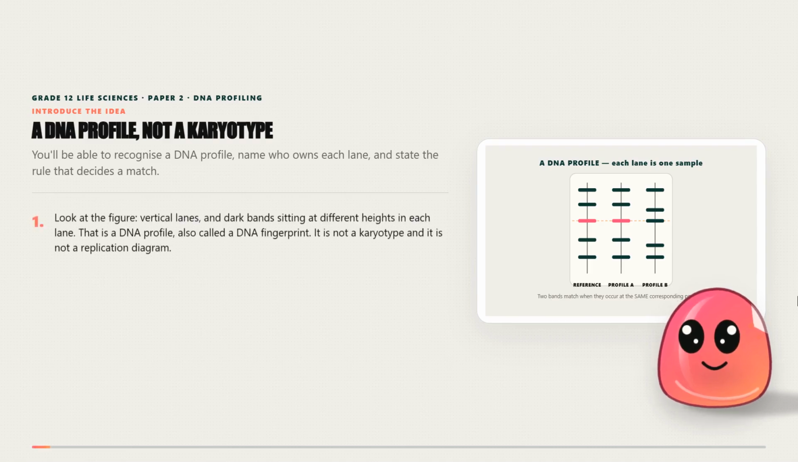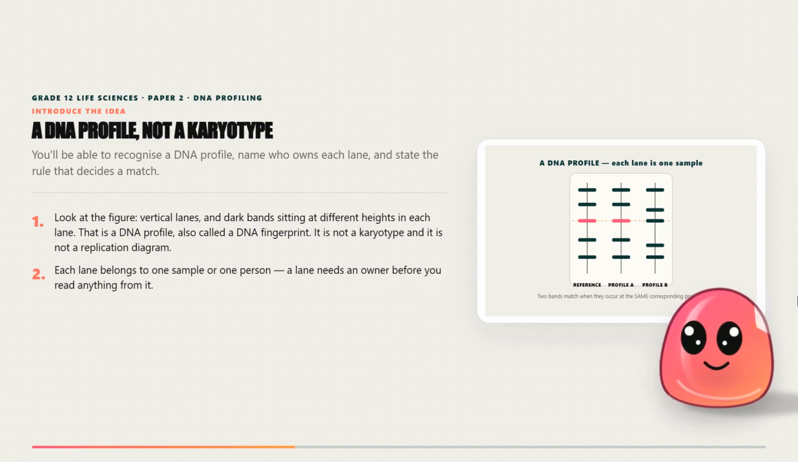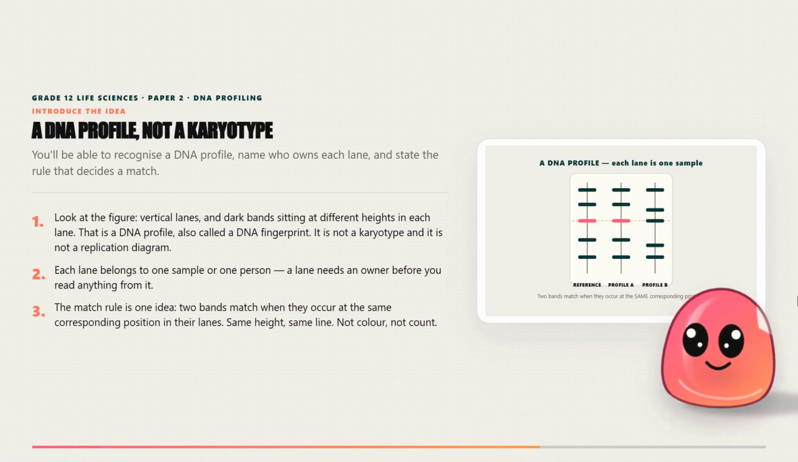Look at the figure. Vertical lanes, and dark bands sitting at different heights in each lane. That is a DNA profile, also called a DNA fingerprint. It is not a karyotype, and it is not a replication diagram. Each lane belongs to one sample or one person. So first, identify the owner. Then the rule that decides a match: two bands match when they occur at the same corresponding position. Same height, same line. Not color, and not the number of bands.